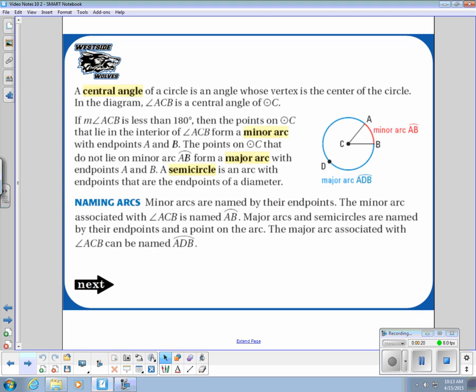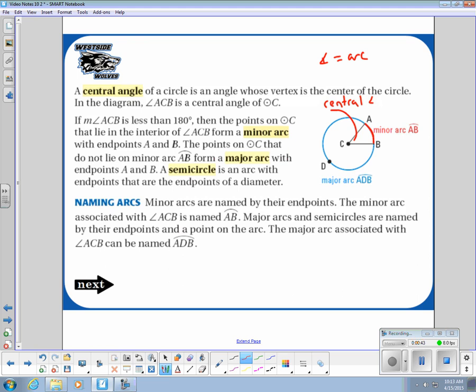We have done this before. We did this back when we were covering the area of regular polygons. We know that if an angle is inside of a circle, it's called a central angle. So this is a central angle, and that angle and the arc that it hits, the angle is equal to the arc.